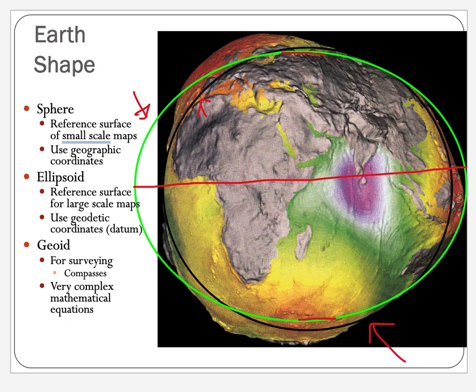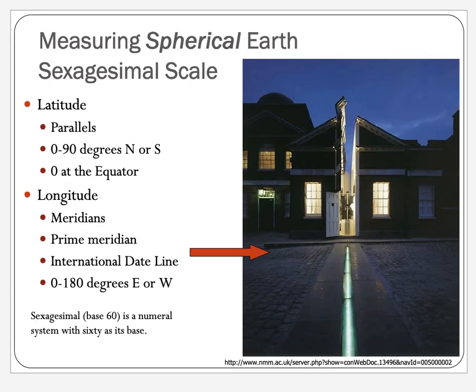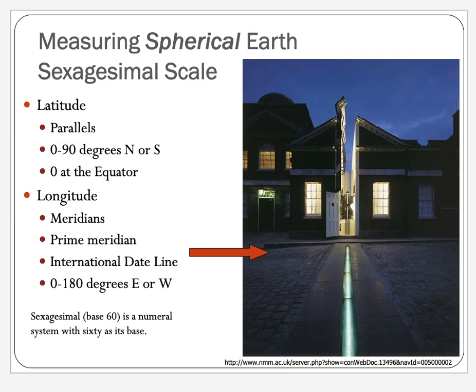But before we dive into those three different topics, I do want to stress the importance of measuring the spherical Earth. So again, we have latitude, also known as parallels, and latitudes extend from the equator at 0 degrees to either 90 degrees north in the northern hemisphere or 90 degrees south in the southern hemisphere.